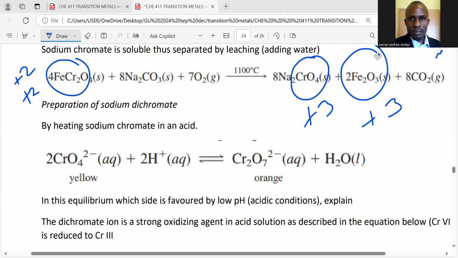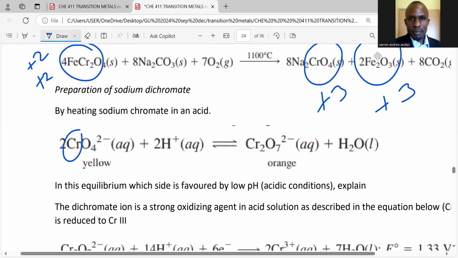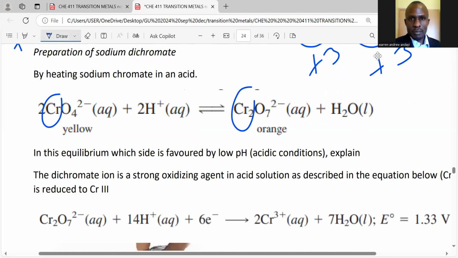Sorry for the shouting, I was shouting at somebody while I was recording this. So by heating sodium chromate in an acid, you get the chromate oxidized to dichromate. And again, the same story, if you follow the oxidation numbers in the reactant there and in the product, you'll see that very clearly. And we are told this equilibrium is favored by low pH.